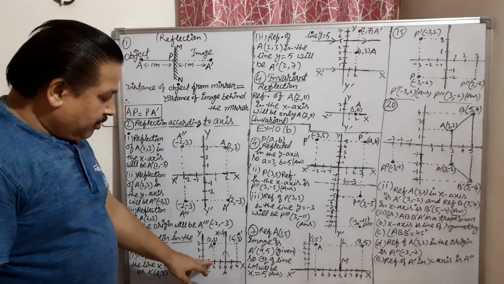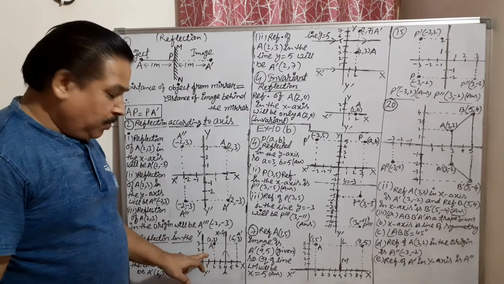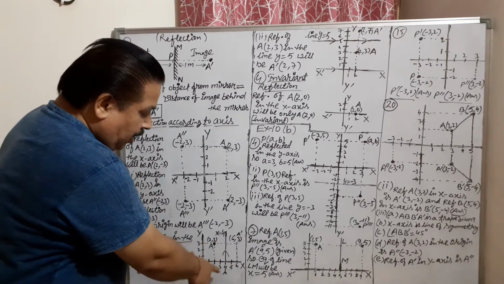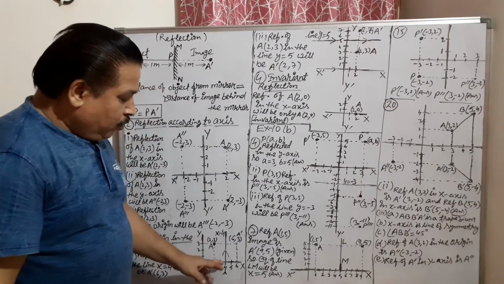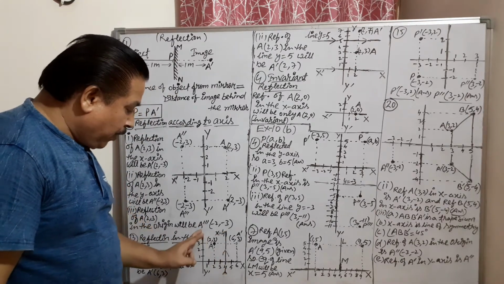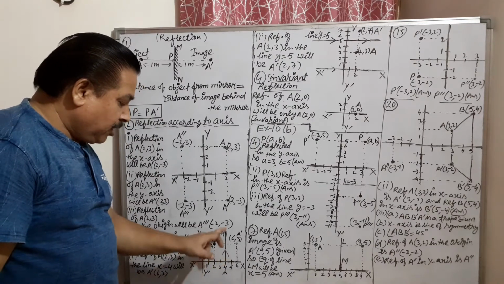Now reflection in a line. Again I am taking the same example (2, 3). Plot (2, 3) on the graph. Now reflection of (2, 3) in the line. First point, x = 4. How will you take the line x = 4? On the x-axis, take a straight line parallel to the y-axis. This line is called x = 4.